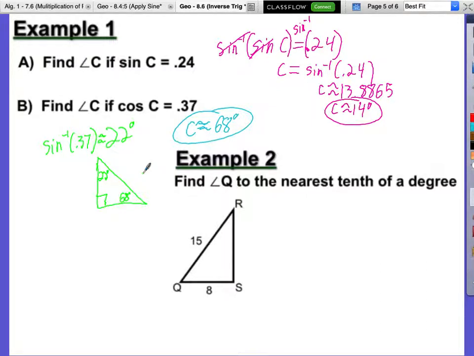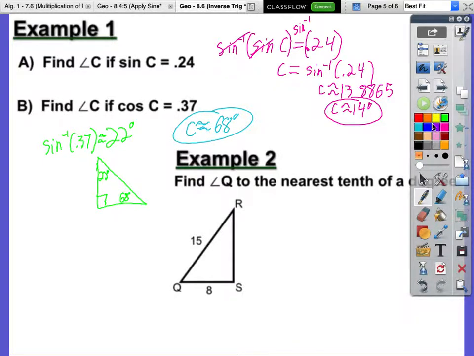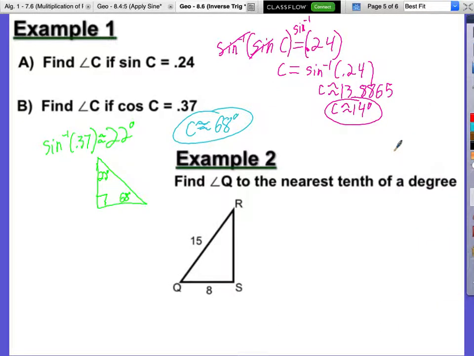Let's look at example 2. We need to find the measure of angle Q to the nearest tenth of a degree. Wait, how in the world are we going to do this? This is quite the progression, isn't it? Awesome, math students. Thanks for asking.